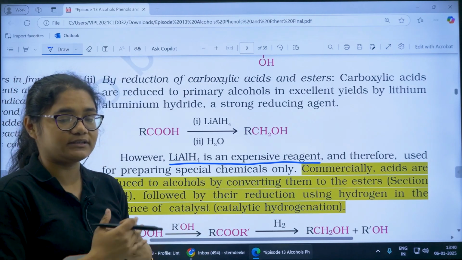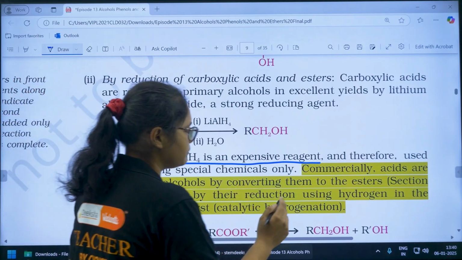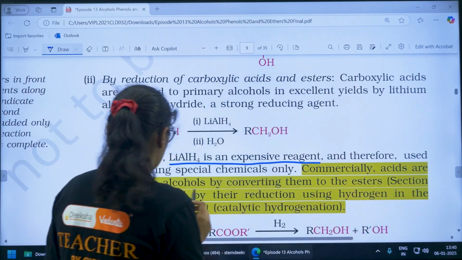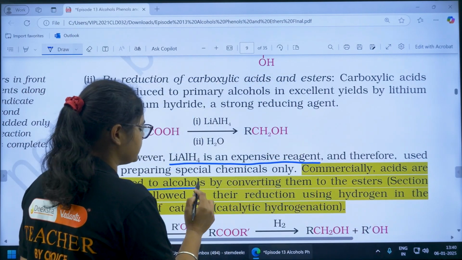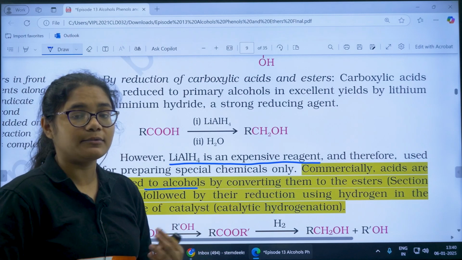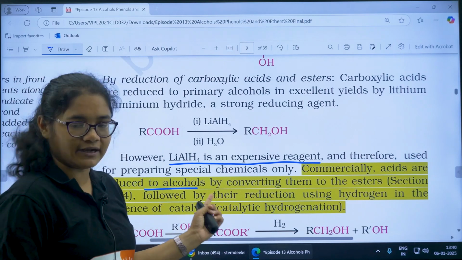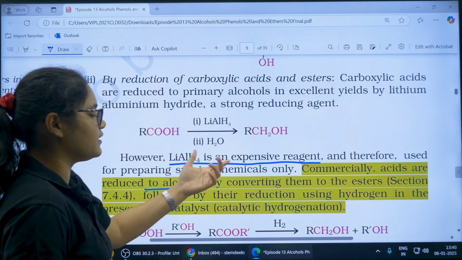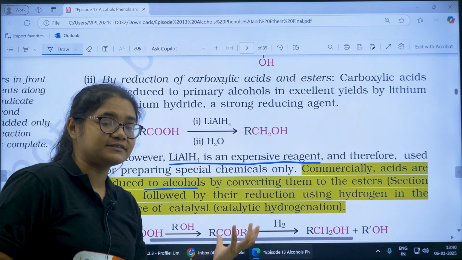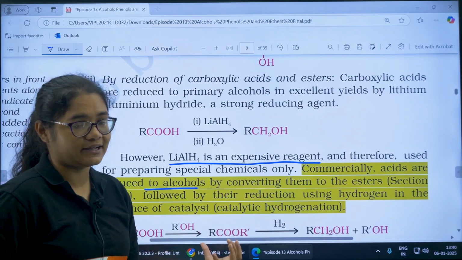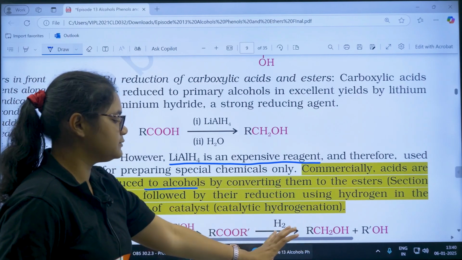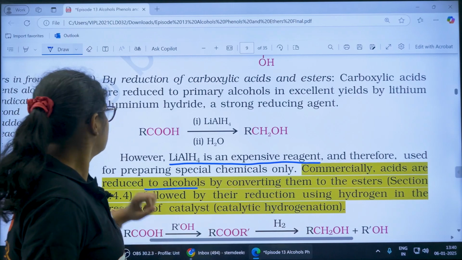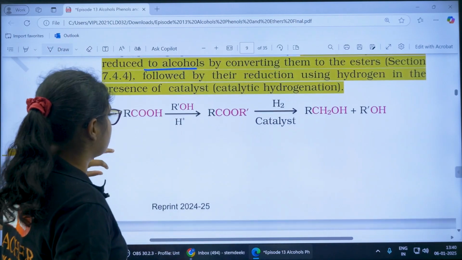Instead, what is the commercial method? This is a very important question. Commercially, how are acids reduced to alcohols? What is the commercial method? In Brahmastra also I have done this question. It is by converting the acids to esters and then reducing the esters to alcohols by using hydrogen. Okay, next we will move forward.